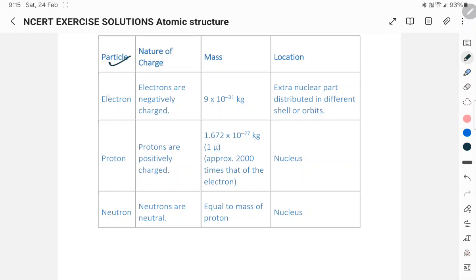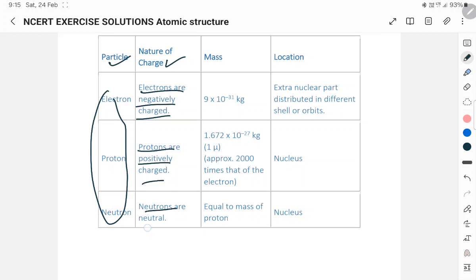So these are the particles, right? Their nature of charge: electrons are negatively charged, protons are positively charged, neutrons are neutral. This is the mass of electron, 9 into 10 raised to the power minus 31 kg. This is the mass of proton, 1.672 into 10 raised to the power minus 27 kg, right? This is approximately 2000 times that of an electron, right? This is 2000 times larger.